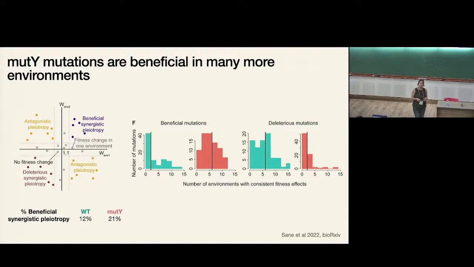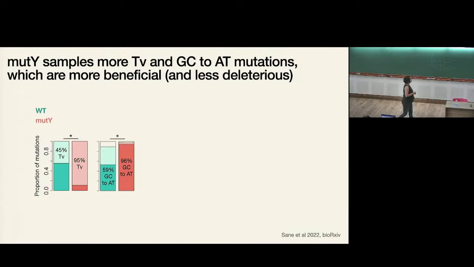So the chance that a beneficial mutation in the mutator is going to be beneficial in other environments is higher. The prediction based on all of this is that the mutator should have a better time of adapting, even based only on these DFE and so on, without taking into account its mutation rate at all. And we'll come back to this later. So then what is going on exactly? What's the basis of all of this?